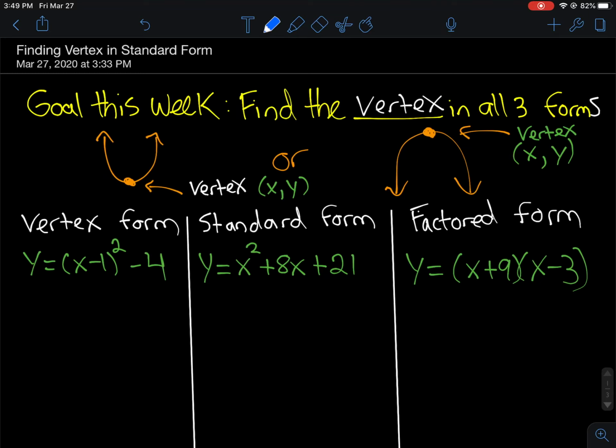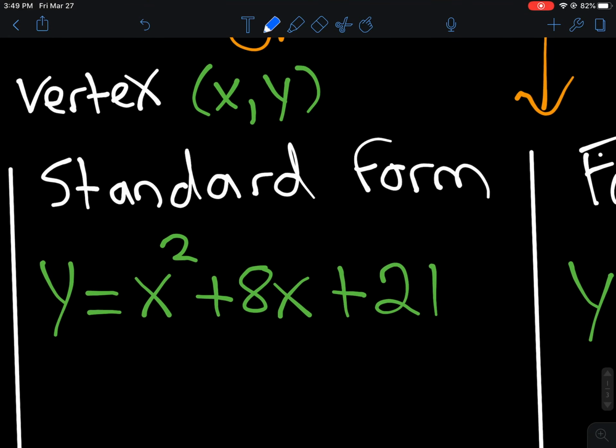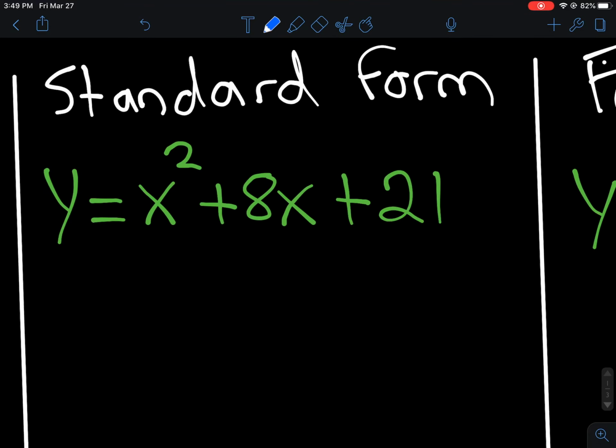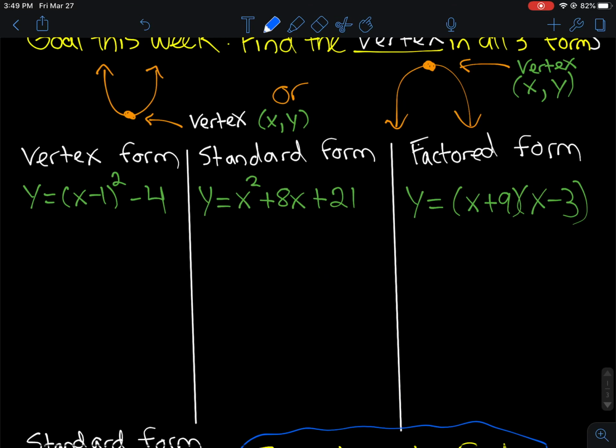But anyways, this video is about finding the vertex in standard form. So we're going to be focusing on being able to find the vertex of a quadratic that has an a, b, and c in it. And then again, being able to find the vertex is going to help us graph. So let's just go ahead and dive right into it.